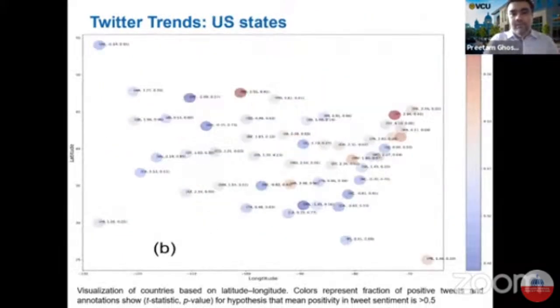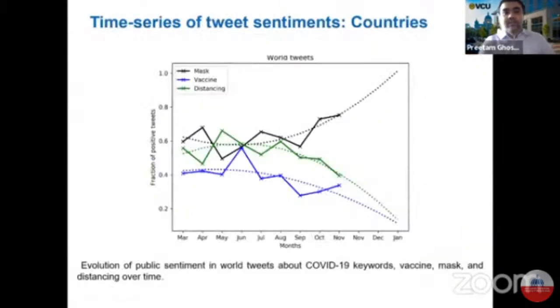This is more of the Twitter data sets, the positive versus negative sentiments. This is for the different United States. You'll see a lot of negative sentiments, blue curves over here. So let's look into the main results. We saw that from the world tweets, and the same thing is seen in the US tweets as well, people are more accepting of the mask procedure. So the positive sentiment is going up for masks. More and more people want to follow the mask policy. Vaccine and social distancing have been going down.